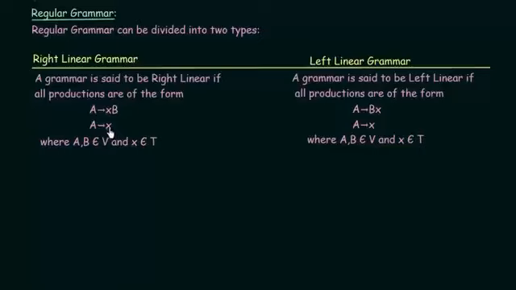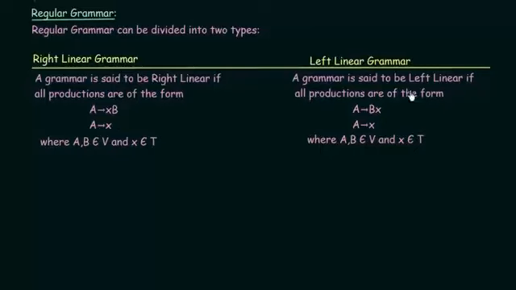So if you have a grammar and the production rules are of this form, we see that x is a terminal symbol and B is a non-terminal symbol. Now if the non-terminal symbol lies to the right of the terminal symbol, then it is said to be a right linear grammar. Here B, which is a non-terminal symbol, lies to the right side of x, the terminal symbol. So it is a right linear grammar. And then left linear grammar is just the opposite of that. I hope you can already see the difference.